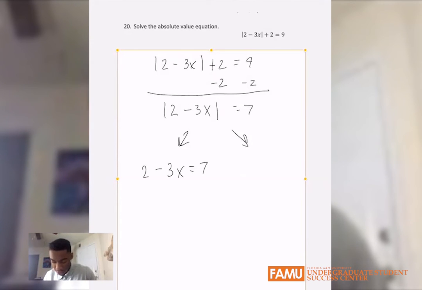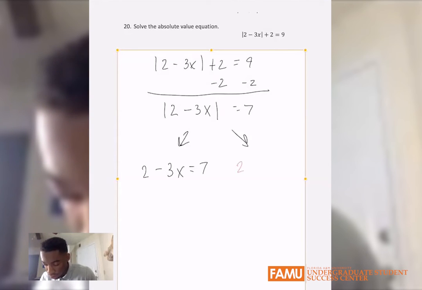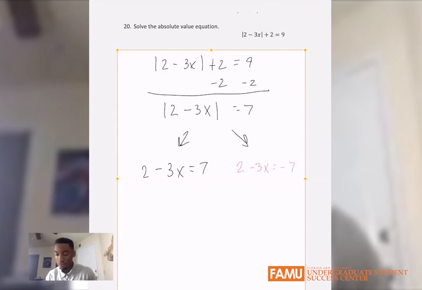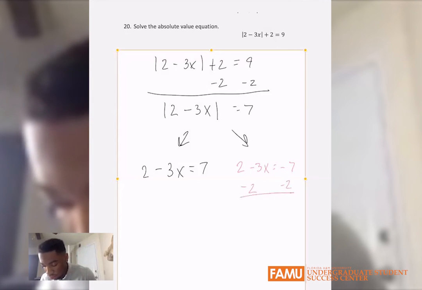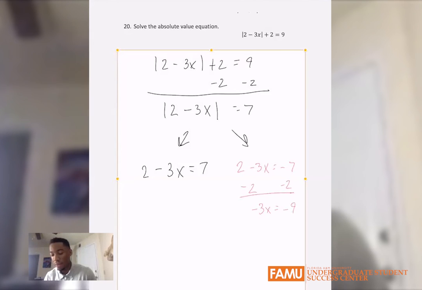Allow me to represent this with a different color. 2 minus 3x is equal to negative 7. So because I'm already starting with the red, we'll just finish this problem on the right. First, we'll subtract 2 on both sides. Now we have negative 3x is equal to negative 9. Negative 7 minus 2, negative 9.